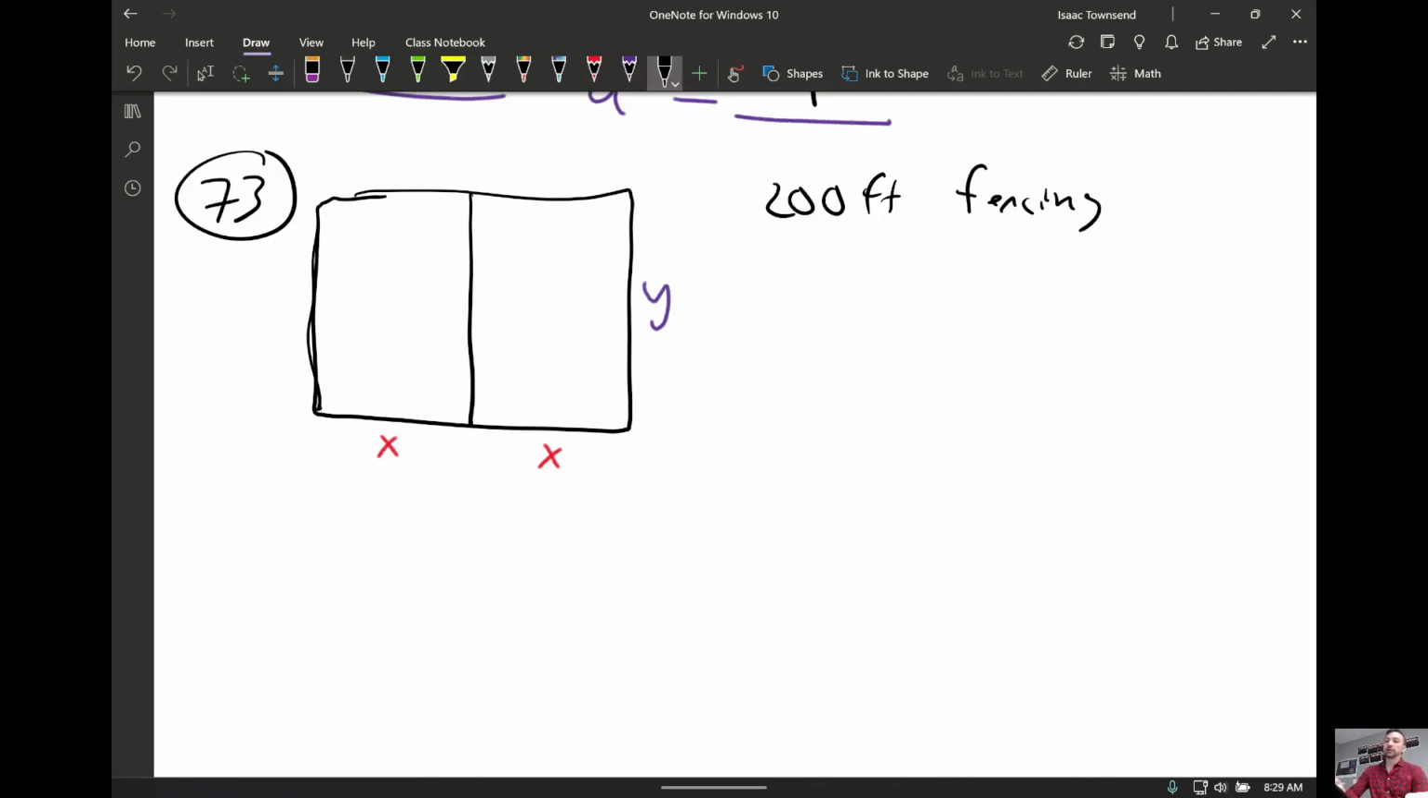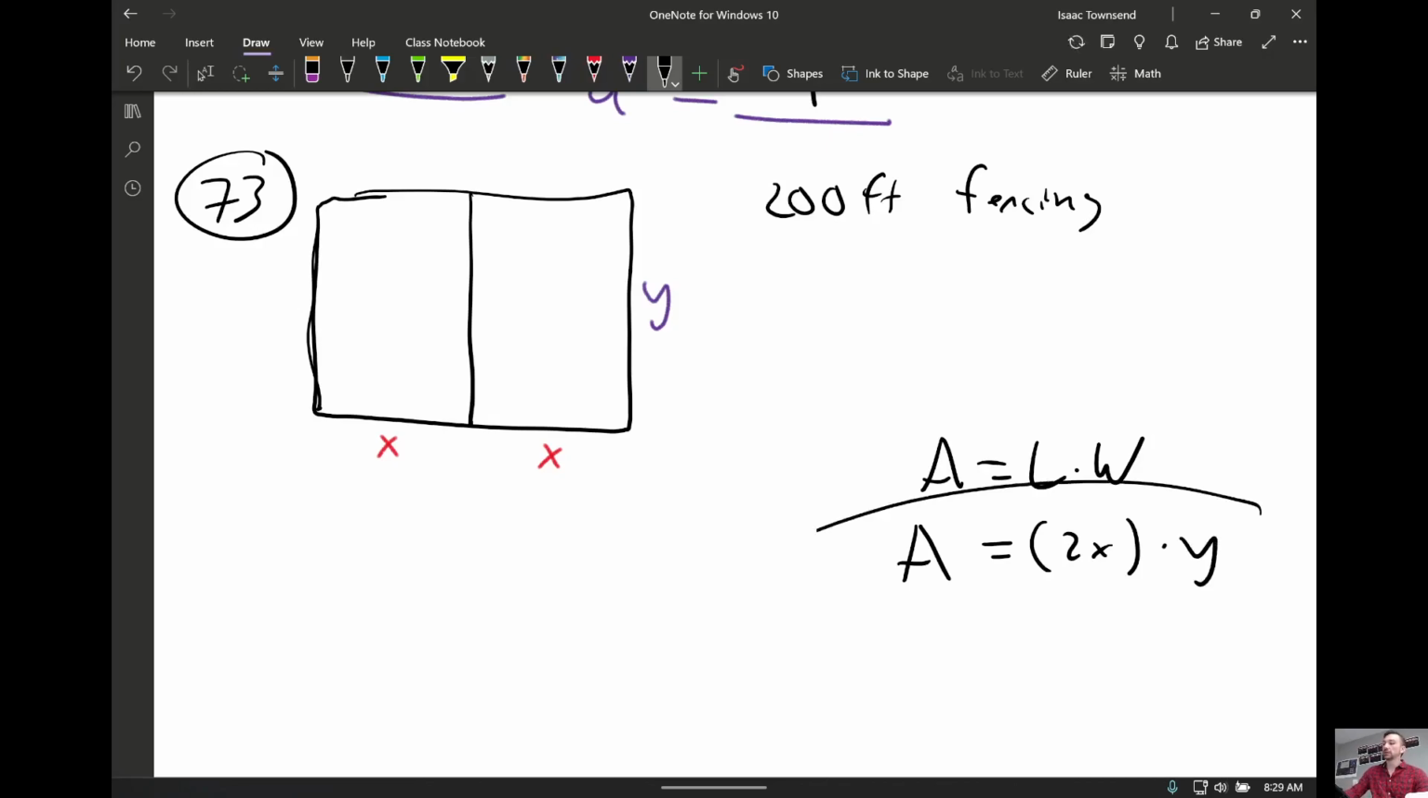But because we have a rectangle, area would be length times width, or in our case, length would be 2x and width would be y. The only thing wrong with this being your answer is that it wants area in terms of x, and right now it's in terms of x and y.